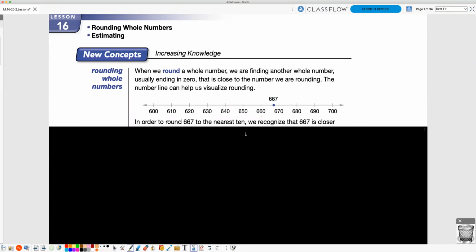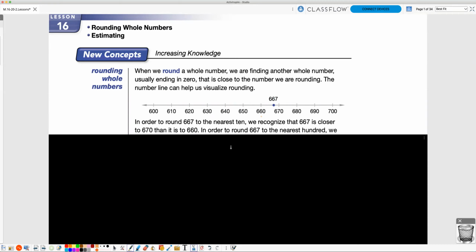In order to round 667 to the nearest 10, we recognize that 667 is closer to 670 than it is to 660. See, if you look at it, it's 7 away from 660, and it's only 3 away from 670. So 667 rounded to the nearest 10 would be 670.